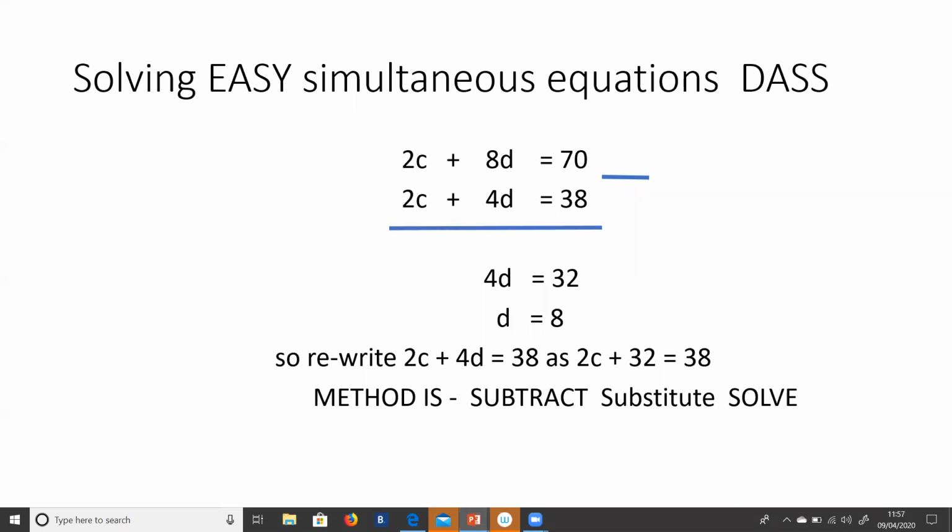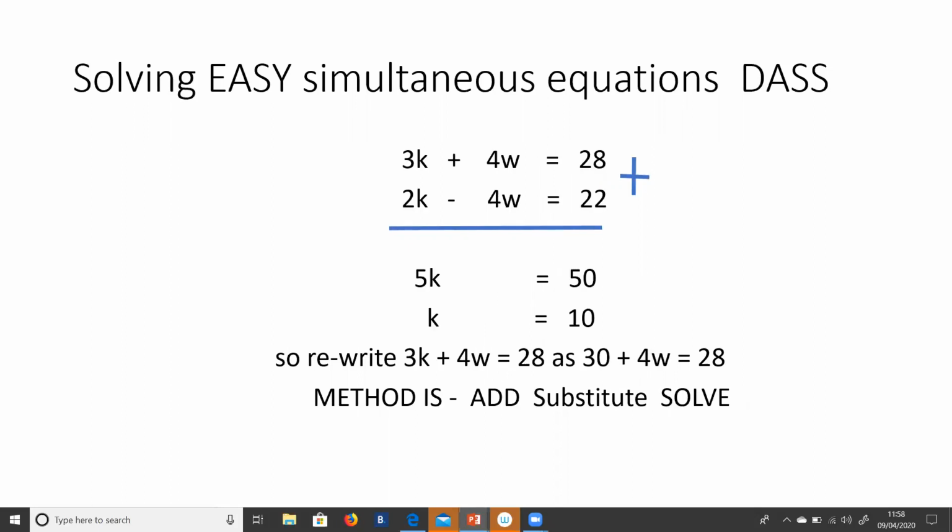In lesson 1 we looked at how we could subtract two simultaneous equations to go from having two variables down to one variable. We eliminated a variable. We'd then substitute and solve. So this method was subtract, substitute and solve. But we can only do it when the number of c's, say, is the same in both equations. And that is the problem you've got. The method only works when you've got two c's or three c's in both equations.